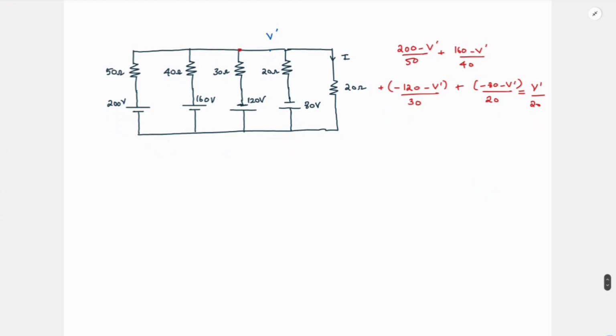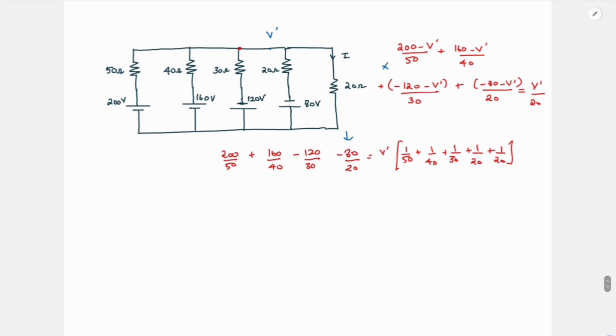If you simplify and take V dash to the other side, what you will get is 200 by 50 plus 160 by 40 minus 120 by 30 minus 80 by 20 is equal to V dash into (1 by 50 plus 1 by 40 plus 1 by 30 plus 1 by 20 plus 1 by 20). To save time while writing KCL, we can actually ignore this step and directly write this step only. Let's see how.